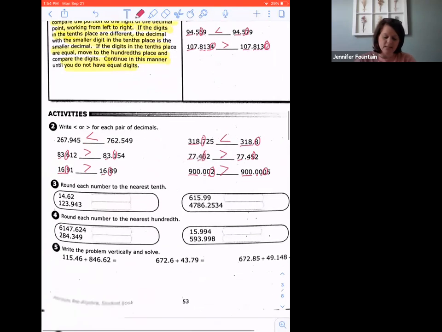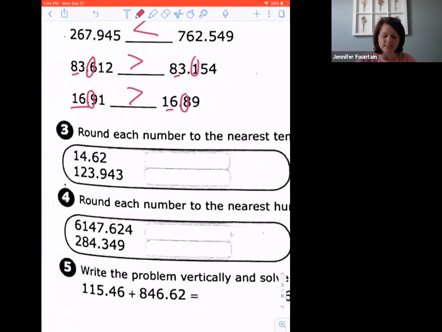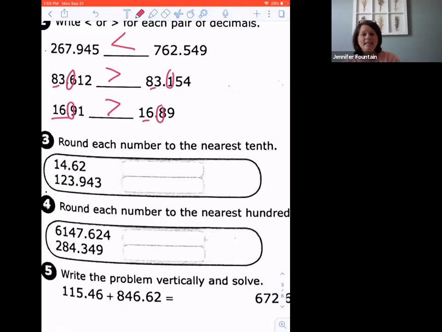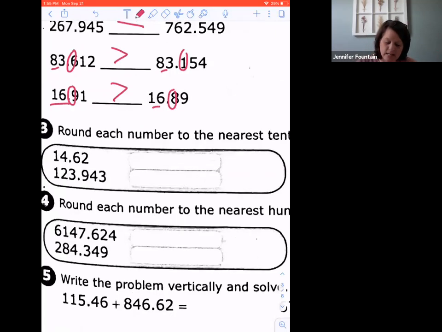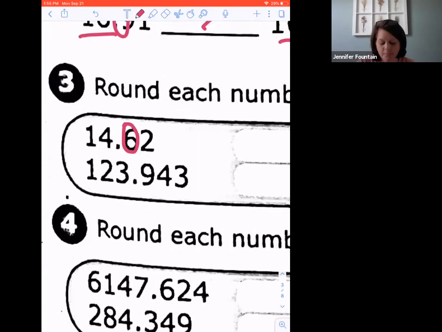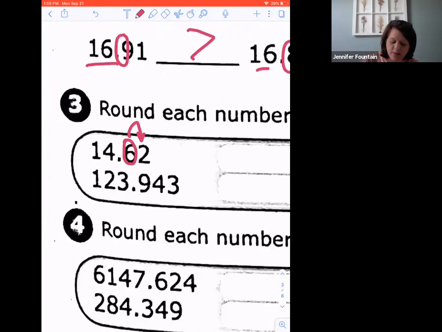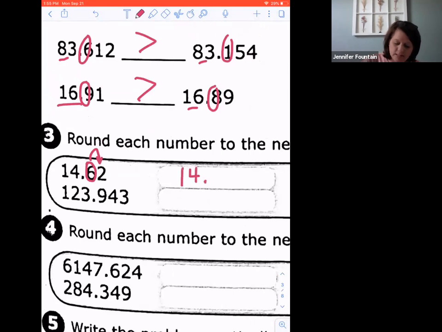Okay, so the next thing says we need to round each number to the nearest 10th. So remember, my 10th column is the digit right after the decimal. Okay, so I'm looking at my 10ths column, so that means I have to look to the neighbor to the right. And remember, if it's 5 or up, I would round that number up. But if it's less than 5, then I keep my number the same. So on that one, I would go ahead and write it as 14.6. Because 2 tells me I'm going to keep my number the same, and since I'm rounding to the nearest 10th, I don't have anything after that digit.